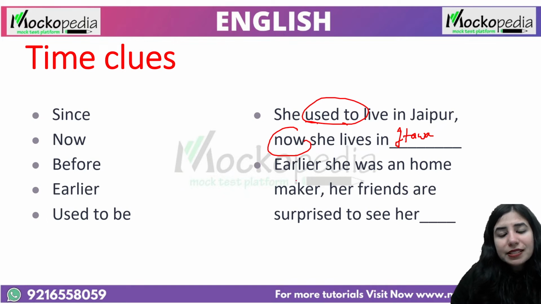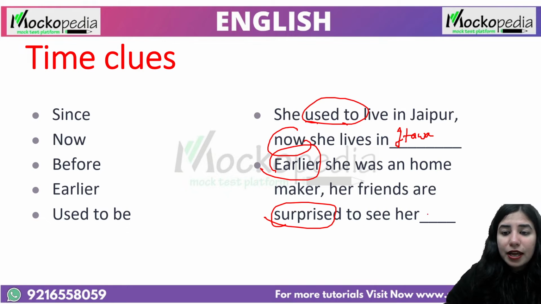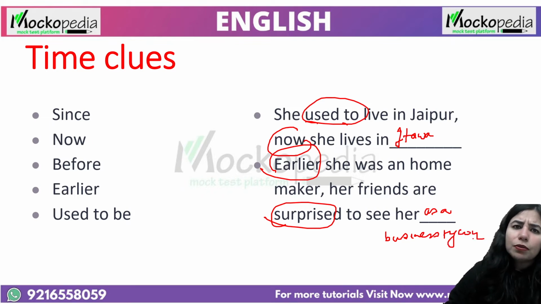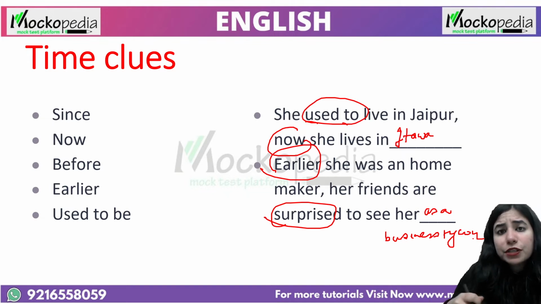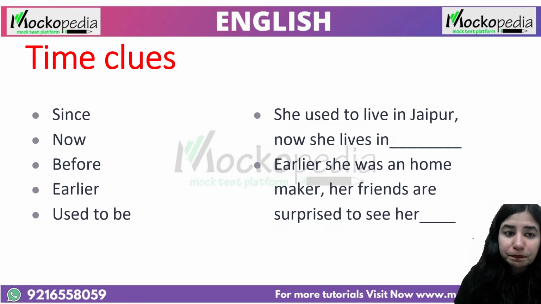So let's take a look at the second statement. Earlier, she was a homemaker. Her friends are surprised to see her. So earlier, and then there is surprise. So that means she's doing something else. You may see her as a business tycoon, a teacher, a successful entrepreneur. So there's something different. Earlier, she was a homemaker. Now she's taken some additional role also. Right? So I hope we are clear with time clues and with the transition words.